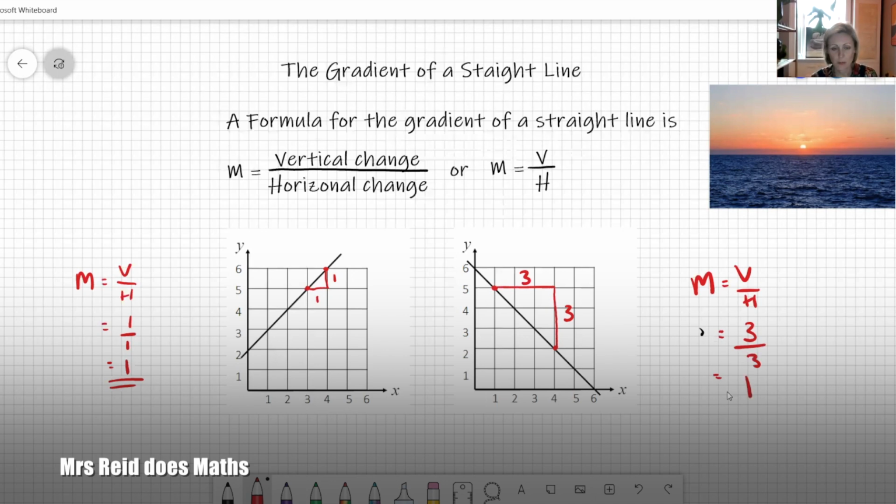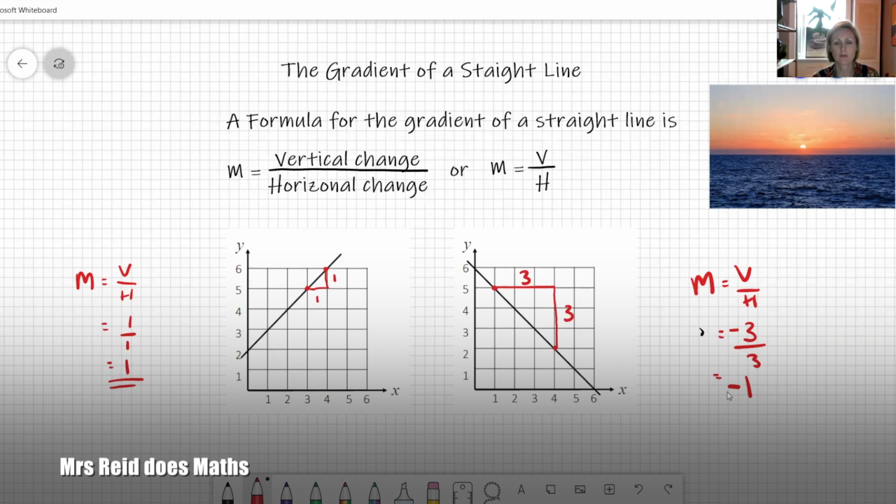Now, this brings me to a problem, because we've got the same gradient, but one line's going up the way and the other's going down the way, so we can't have the same answer. What I need you to remember at this stage is that downhill gradients have negative values. So it's actually -1. The gradient here is -1. What we could say is that this one is going across and down, so the vertical change is actually a drop of 3, so we could write it like that. But you must remember any downhill lines have a negative gradient.